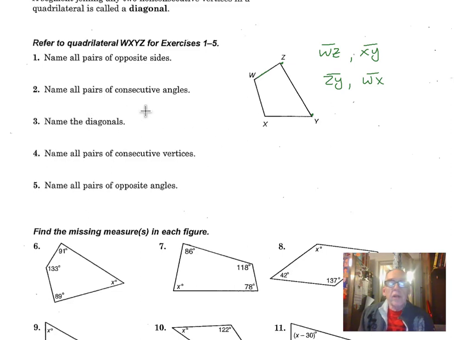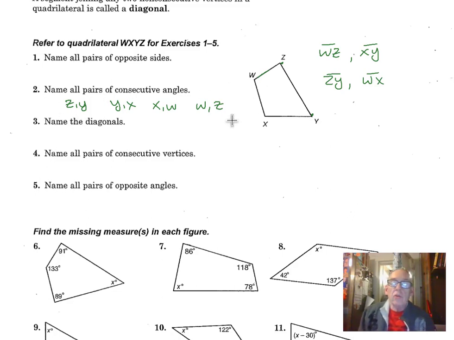For number 2, we want to name all the pairs of consecutive angles. Consecutive angles are basically like adjacent angles one after the other. So Z and Y are adjacent. Y and X are adjacent. X and W are adjacent. And W and Z are adjacent. And then we're back to ZY. Or we go around the other way, Y with Z, Z with W, and so on. Those are all adjacent angles.